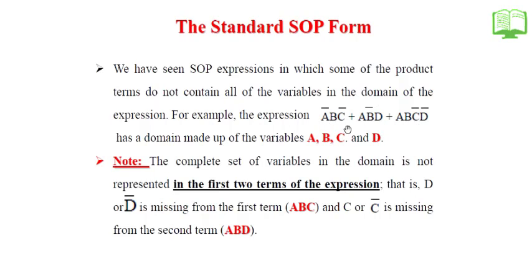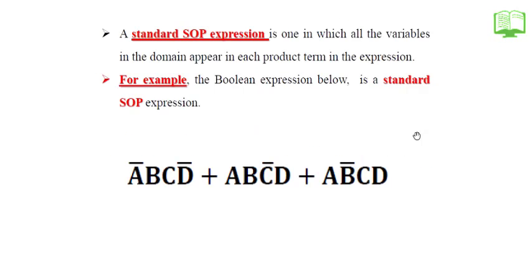But when we look at some products, this product is lacking D, and here C is lacking, and also here all of them are available. So in order to make this a standard form, there should be a D here and a C here. That means all the variables should be participating in each product. That's what they mean by the standard SOP form. So the standard SOP form should look like this: A, B, C, D, A, B, C, D, A, B, C, D.